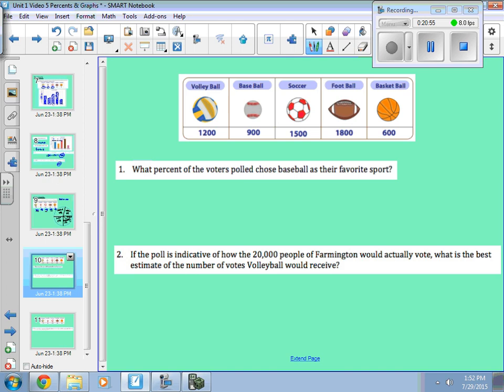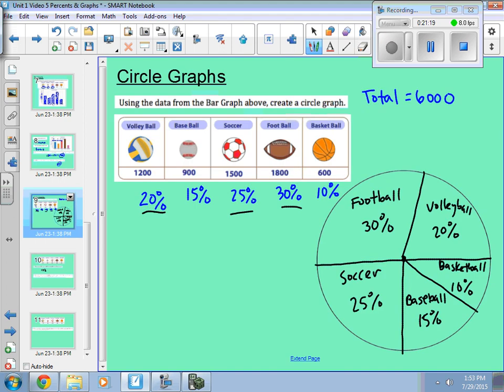Like, what percent of the voters polled chose baseball as their favorite sport? If you look back at what we just did, it said that baseball was 15%. If the poll is indicative of how the 20,000 people of Farmington would actually vote, what's the best estimate of the number of votes volleyball would receive? Okay, so now we want to look, volleyball, if we go back, we can see was 20% of the vote.